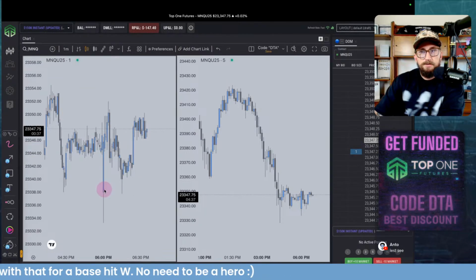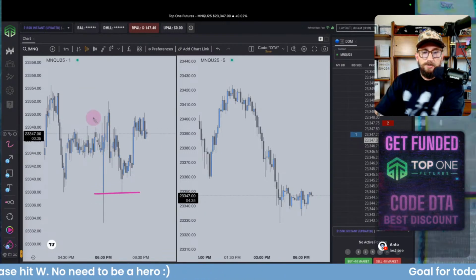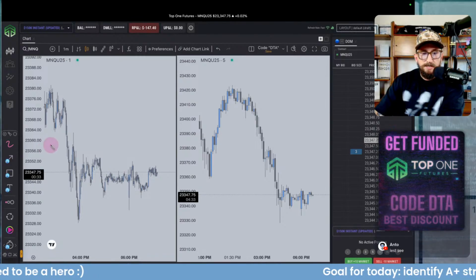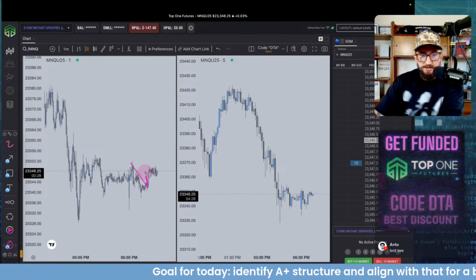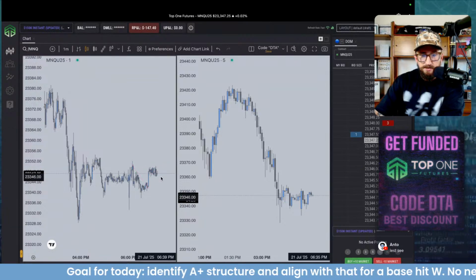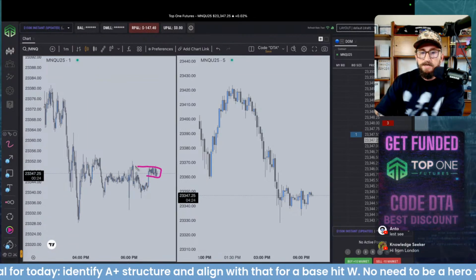So again, context of the session, we open inside the consolidation right here. Now we're starting to see a bit of a shift, right? With changing character, boom, consolidating right here. Question is, is this going to be a fake out?